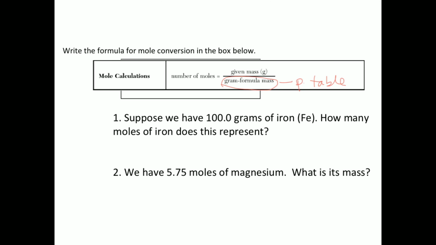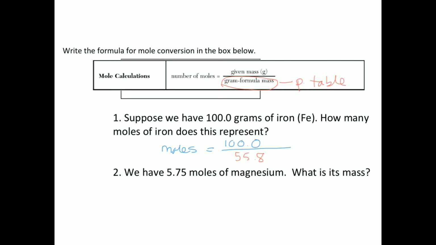In this question, we're looking for the number of moles. Here we know moles equals a given mass. We're given a mass of 100 divided by the gram formula mass of iron. On our reference table, you will note that the gram formula mass of iron is 55.8. Solve this problem and place your answer in the box to the right.